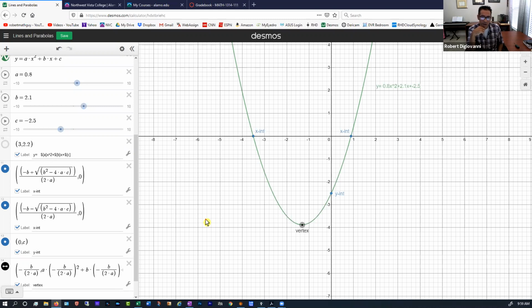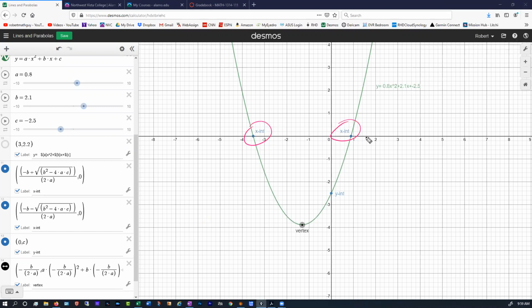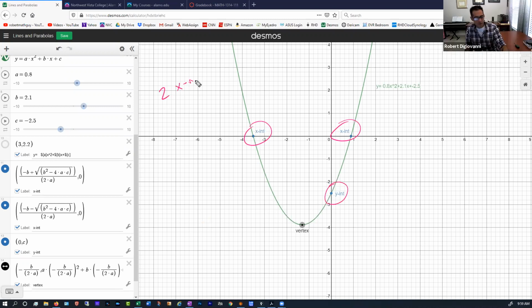How about the Y-intercept? So we had 2 X-intercepts. Do we have a Y-intercept? Yes, we have 1. So there's 2 X-intercepts, and there seems to be 1 Y-intercept.